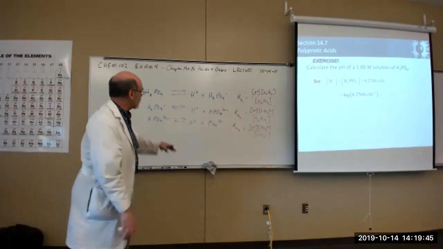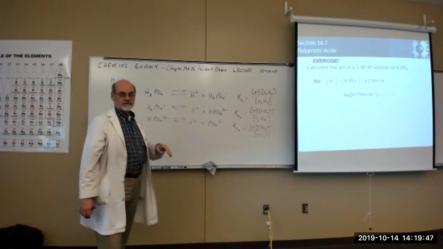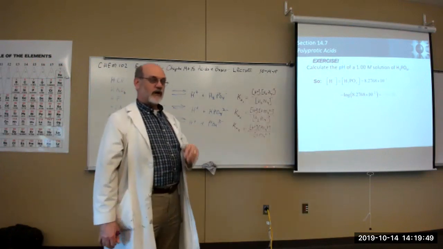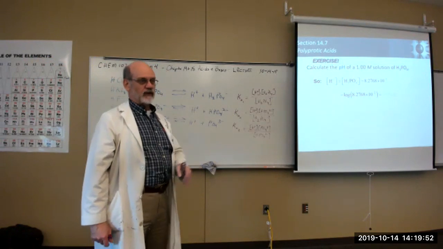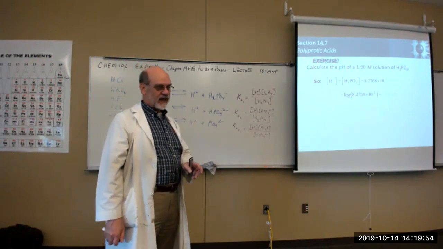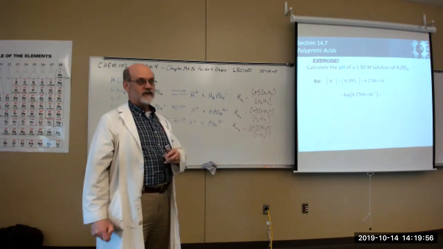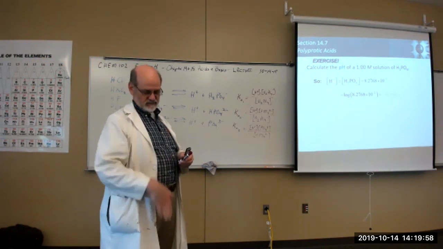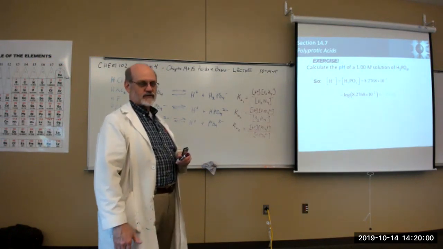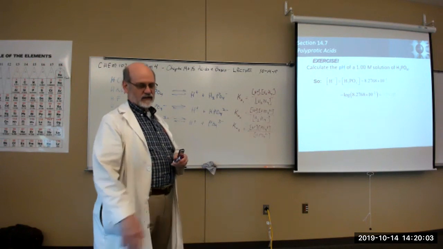But a high concentration of this acid will produce enough hydrogen ions to be extremely corrosive. Even though it's a weak acid, it'll produce enough hydrogen ions. You stick your hand in that beaker of concentrated phosphoric acid and you'll know it pretty quick.